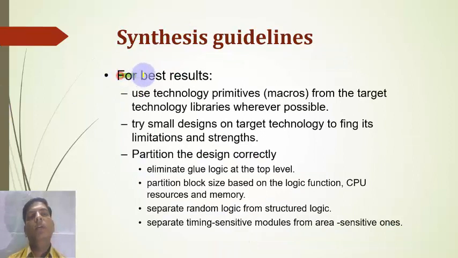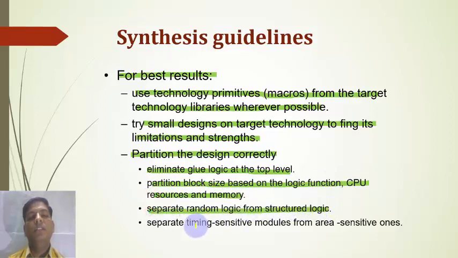Again, some guidelines. For best results, use technology primitives, meaning macros from the target technology libraries, wherever possible. Try small designs on a target technology to find its limitations and strengths. Partition the design correctly. Eliminate glue logic at the top level. Partition block size based on the logic functions, CPU resources and memory. Separate random logic from structured logic. Separate timing sensitive modules from area sensitive ones.